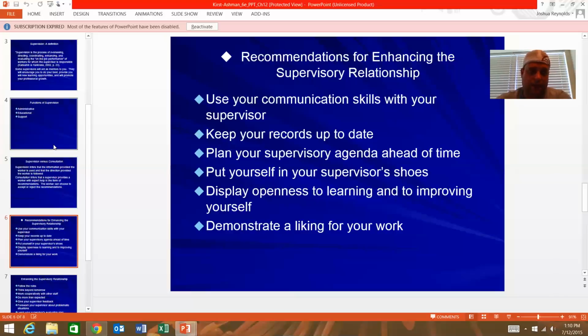Keeping your records up to date. Your supervisor won't always talk to you about that, but it better be up to date by the time something happens. So this is an assumed responsibility. Just because someone doesn't ask about it doesn't mean you're not responsible for the stuff that you know you're supposed to be doing. Even if you're the supervisee, plan an agenda ahead of time.